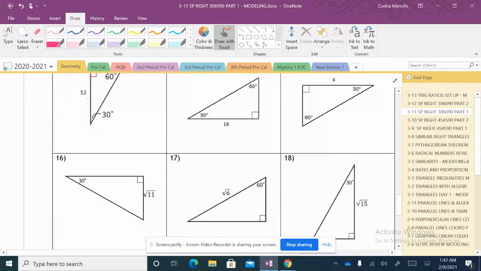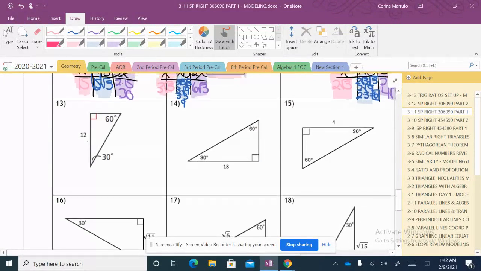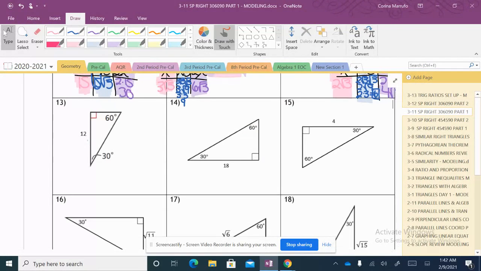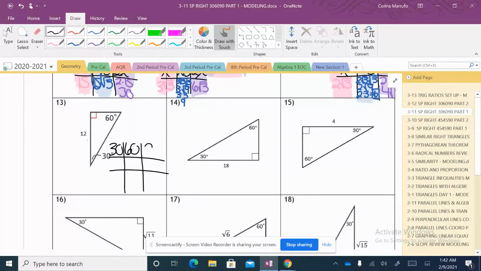Okay, now let's look at the next example. So here we have our 30, 60, 90 again. So I'm going to go ahead and make my table. I have 30, 60, 90, x, x times the square root of 3, and 2 times x. Okay, so they give us 12, which is the side across my 60-degree angle. So I'm going to have to put that information right here, 12.